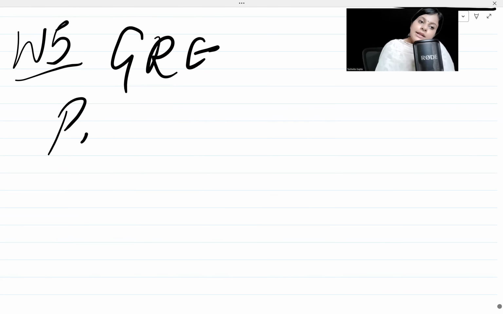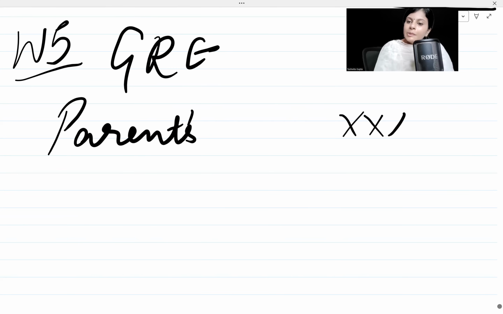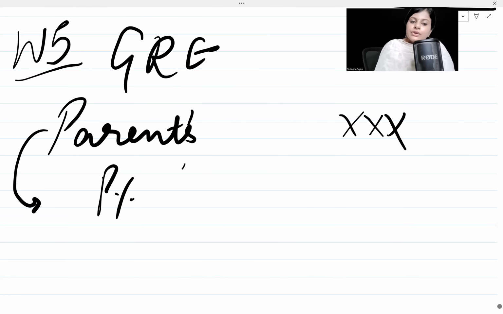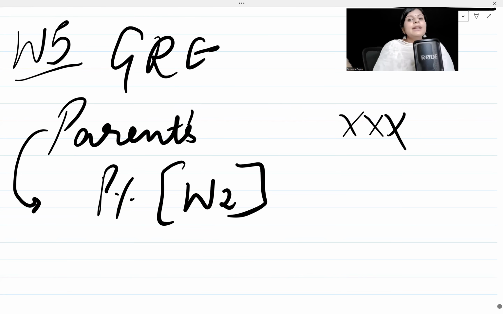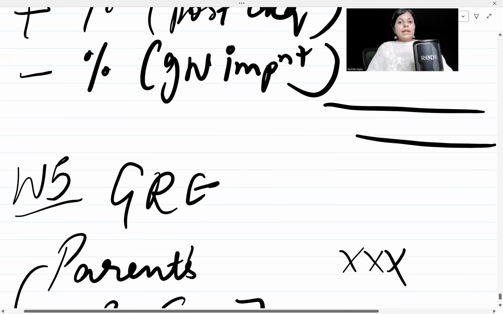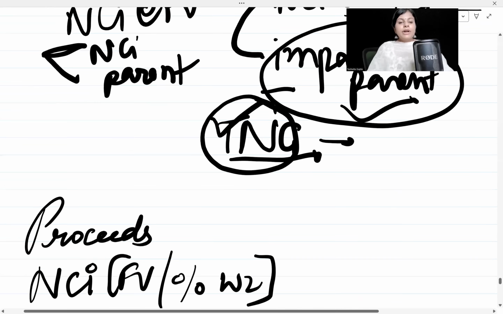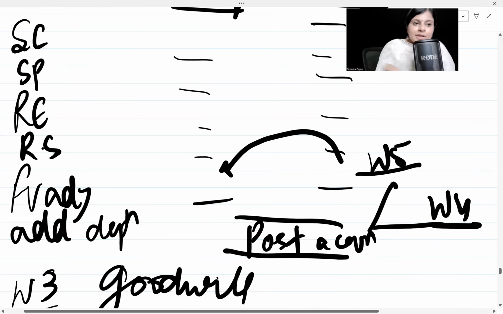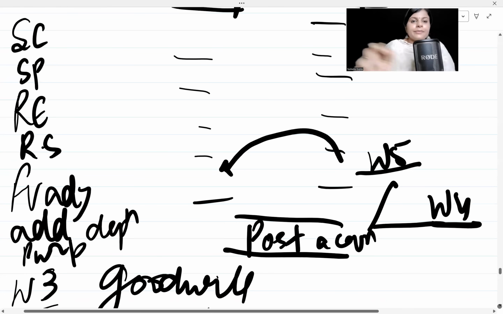So what were the parent's retained earnings? I'm going to take parent's retained earnings, whatever they were, 100%. In that, whatever was the parent share in the post-acquisition movement of the subsidiary's retained earnings, I'm going to add or deduct that. Then if there was any PURP, intra-group transaction PURP, if the parent is the seller, this PURP is deducted from here. If the subsidiary is the seller, PURP is deducted from working note number 2. So if the subsidiary is the seller, PURP comes here.